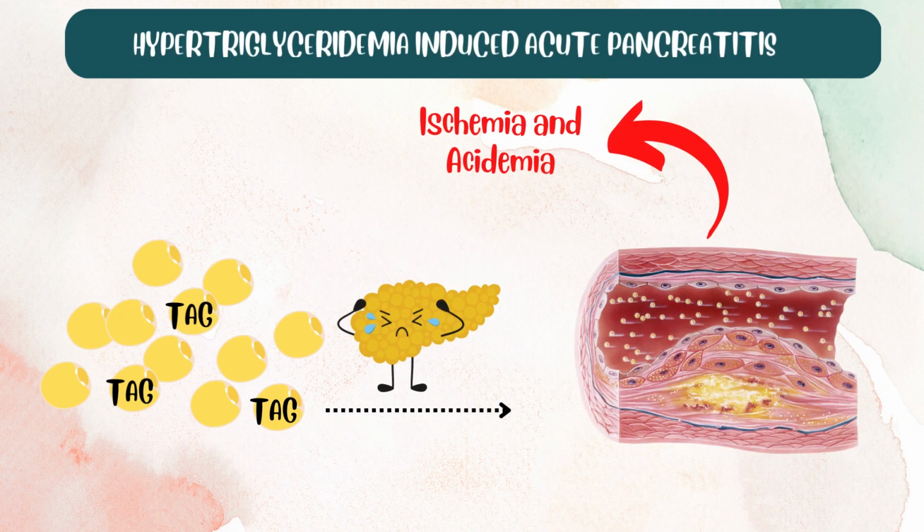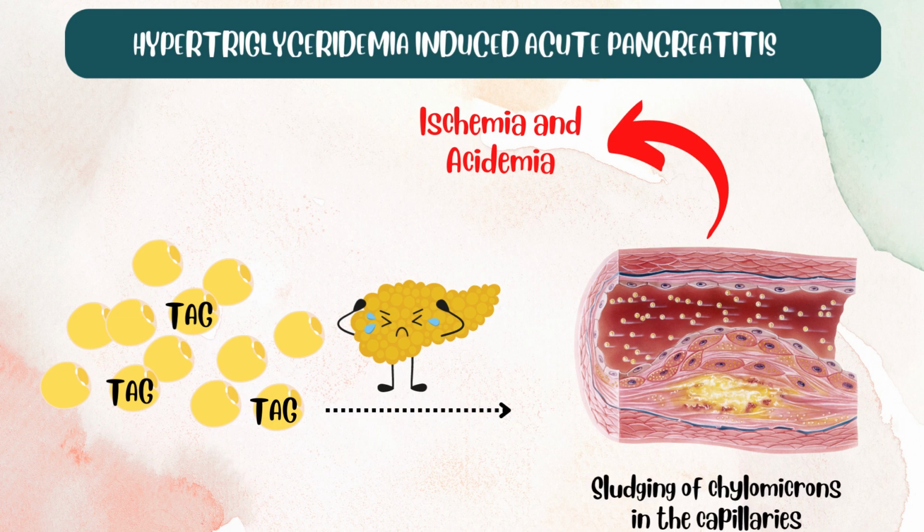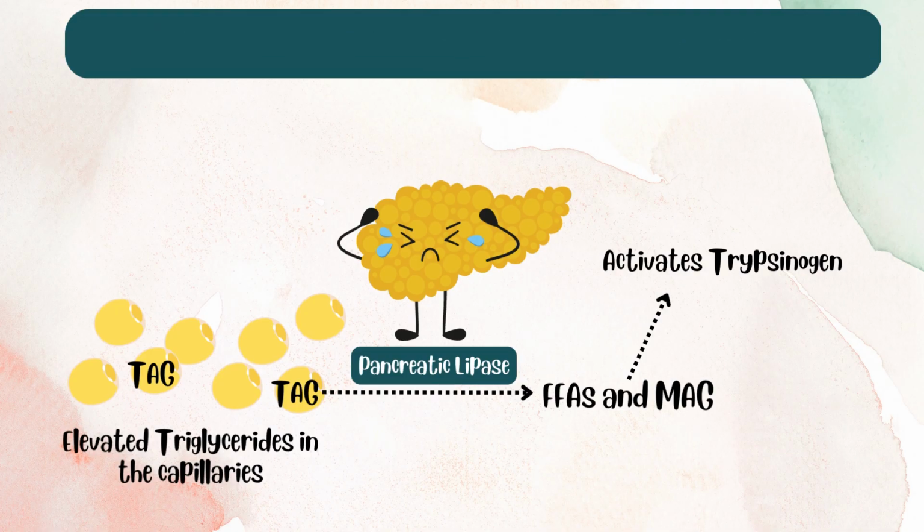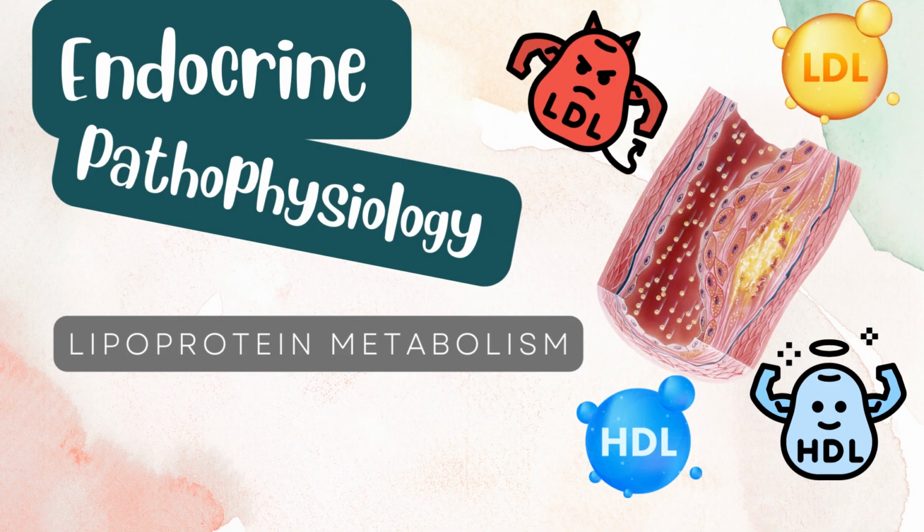High levels of circulating serum chylomicrons cause extensive sludging of blood in the pancreatic capillaries, which leads to pancreatic ischemia and acidemia. Also, free fatty acids activate trypsinogen, a critical step that finally initiates pancreatitis. This concludes the endogenous lipoprotein pathway. Reverse cholesterol transport and other hyperlipidemia syndromes will be covered in a separate presentation.